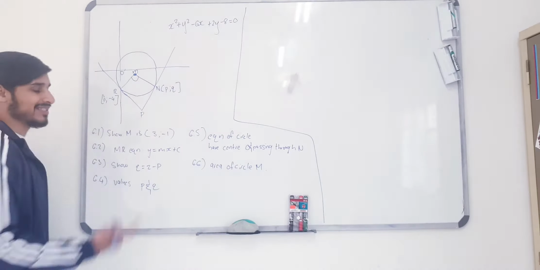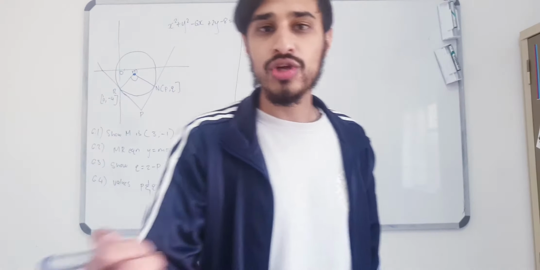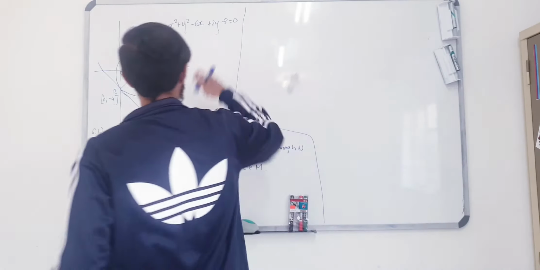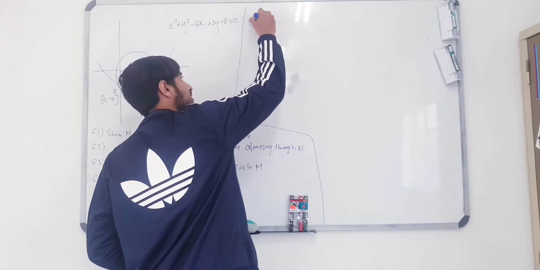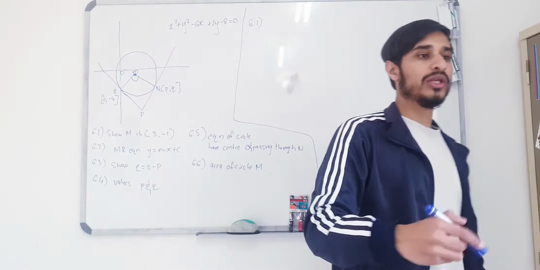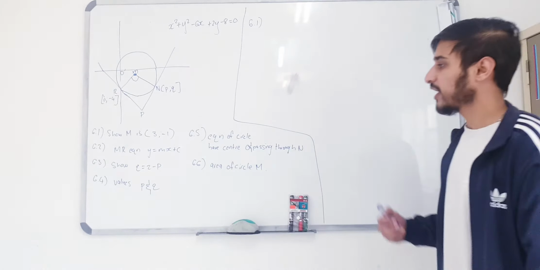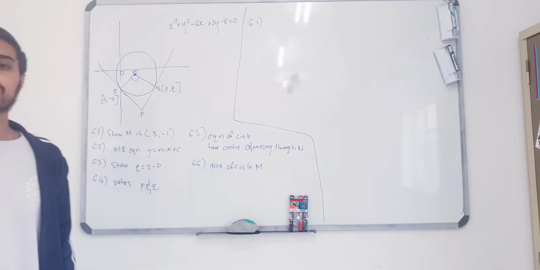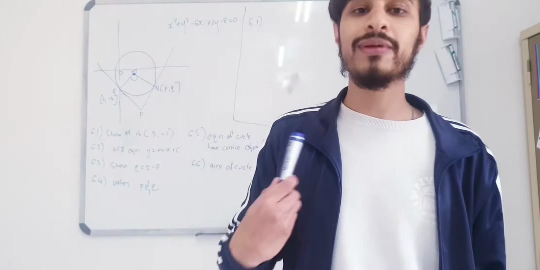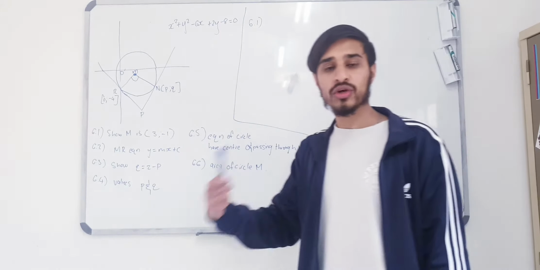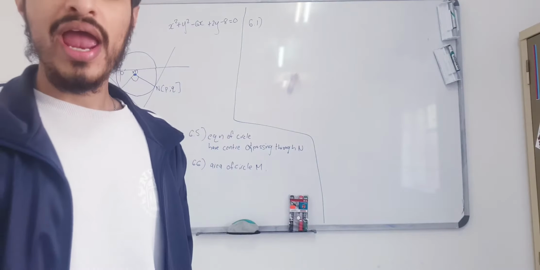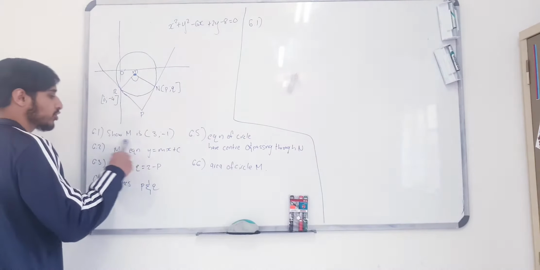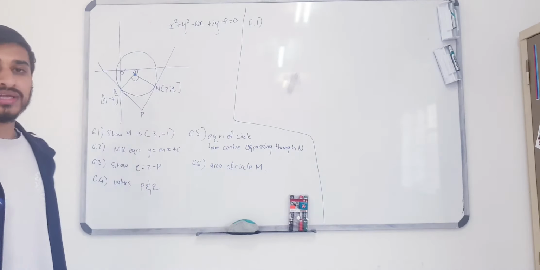It says show that M is (3; -1). Now, M is the center of your circle. How do you always derive the center coordinates? You have to take it from your equation, so we're looking at 6.1. The first thing we need to do with this equation is complete the square, of the x and of the y. After we complete the squares, we take the center out of the equation and change the signs around. That's how we will show that M is (3; -1).